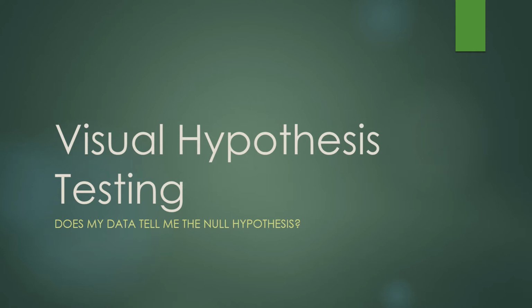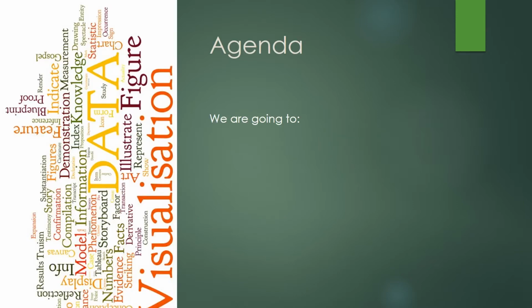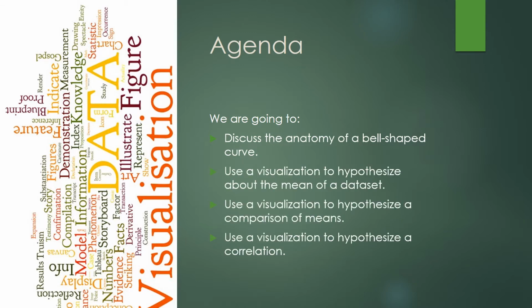This presentation will discuss how to use visualizations to help you determine hypotheses. Today's agenda is straightforward. We will discuss the anatomy of a bell-shaped curve. After discussing its anatomy, we will use what we learned to figure things out about the mean of a data set, how to compare means of different data sets, and how to hypothesize about a correlation. Afterwards, we'll discuss the takeaways for this lecture.